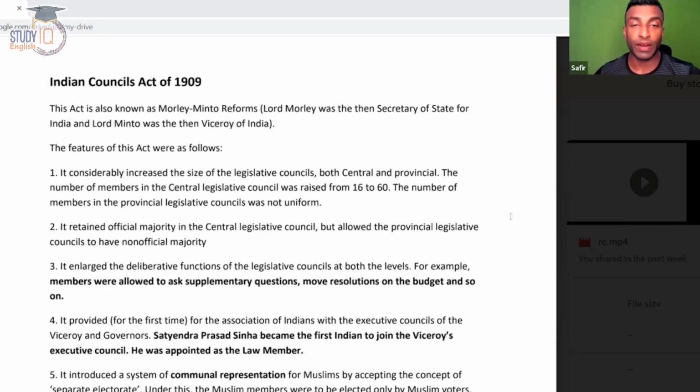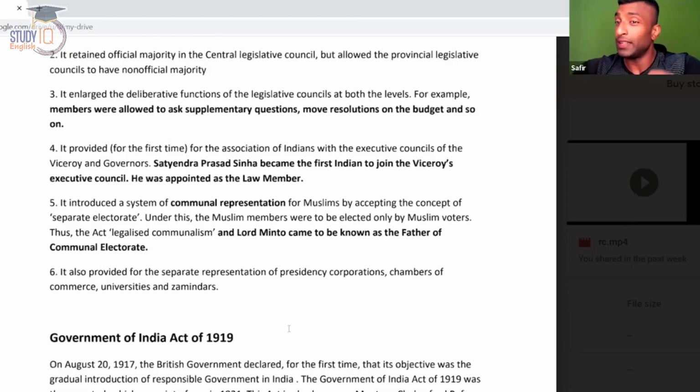And then it provided for the first time for the association of Indians with the Executive Council of Viceroys and Governors. I've just missed out this point. Now, for the first time, Indians are getting into the Executive Council of the Viceroy. Satyendra Prasad Sinha became the first Indian to join the Viceroy's Executive Council. He was appointed as the law member. Guys, if you remember when I talked about the 1833 Charter Act, I told that in Pitt's India Act, Governor General plus Executive Council was 4, Governor General plus 3. That was increased to Governor General plus 4, total 5, in the 1833 Charter Act. And the newly added member was the law member. Like that, here it is the Indian law member.